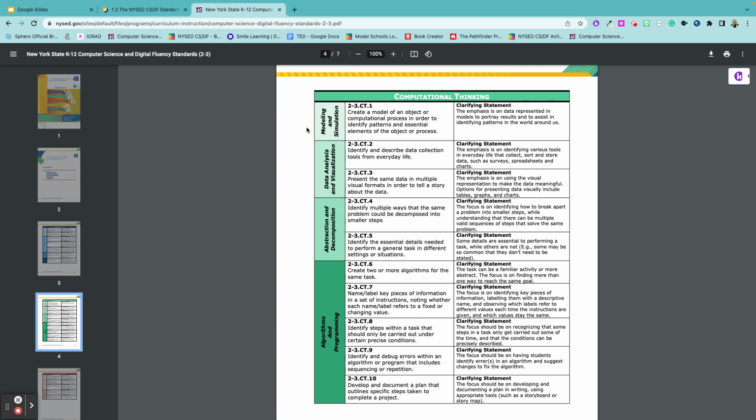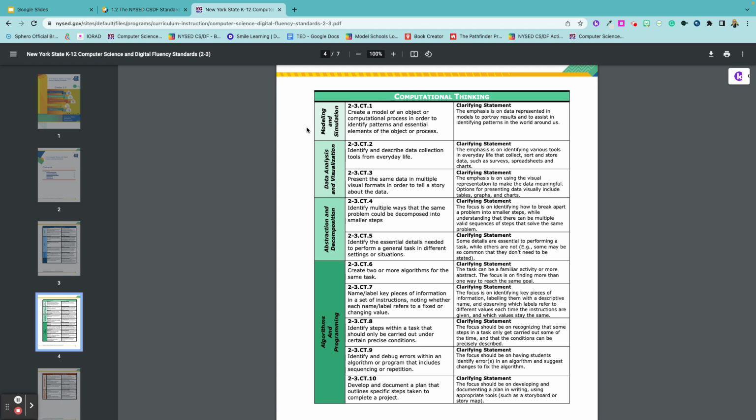As we move into CT8, we're identifying steps within a task that should only be carried out under certain precise conditions. The focus should be on recognizing that some steps in a task only get carried out some of the time, and that the conditions can be precisely described.